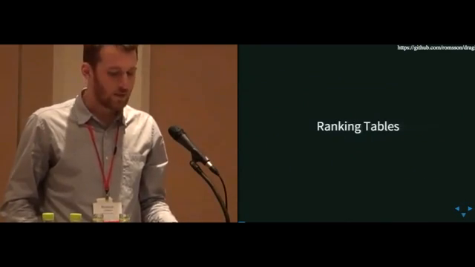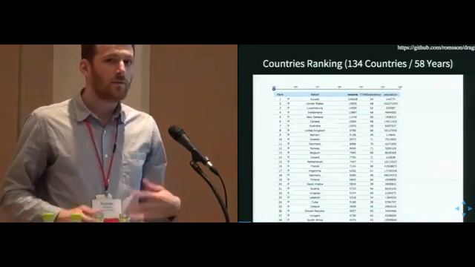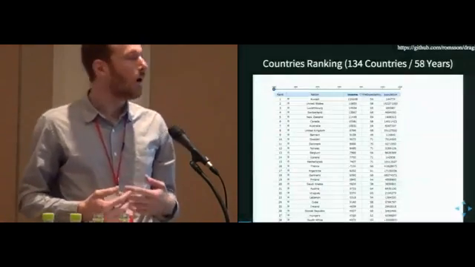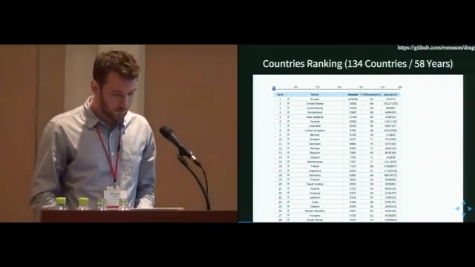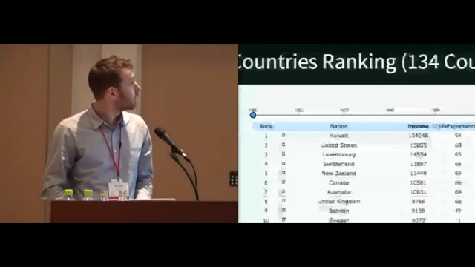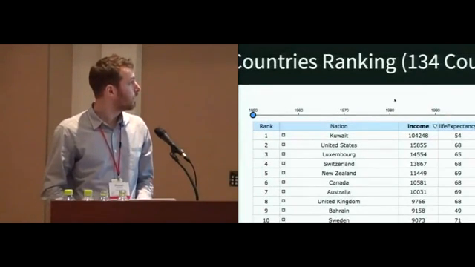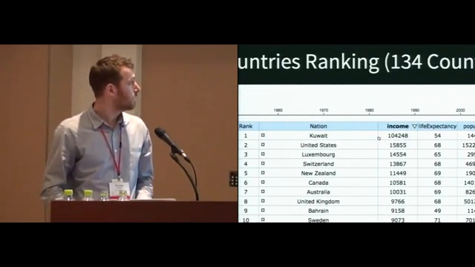So I'm going to talk about ranking tables. Ranking tables is a very simple but efficient way to organize raw data. Here I have countries, and those countries are ranked by income. So you can immediately see which is the richest country. In that case, this is Kuwait.